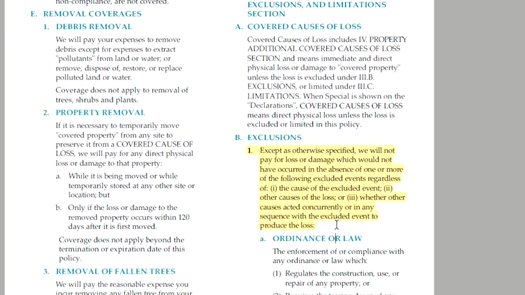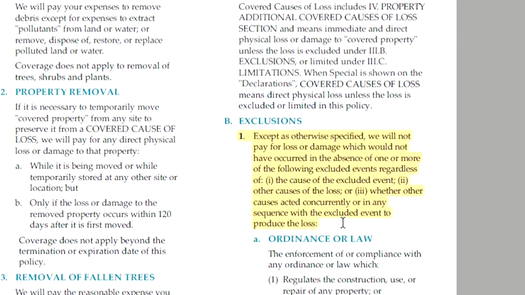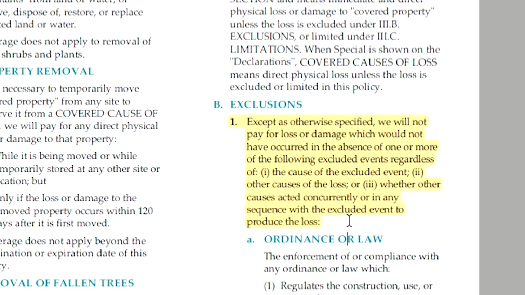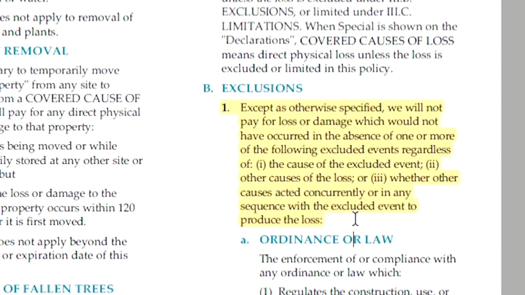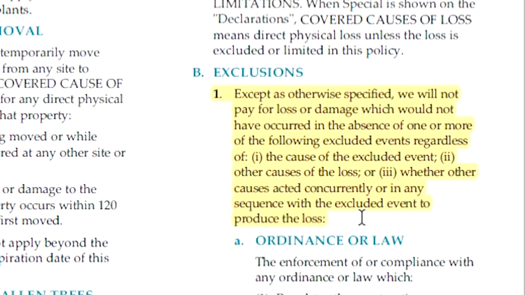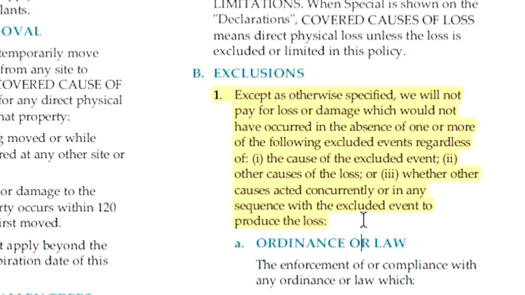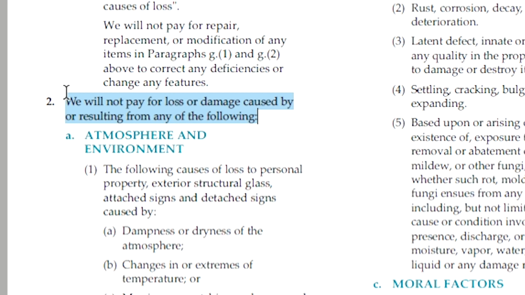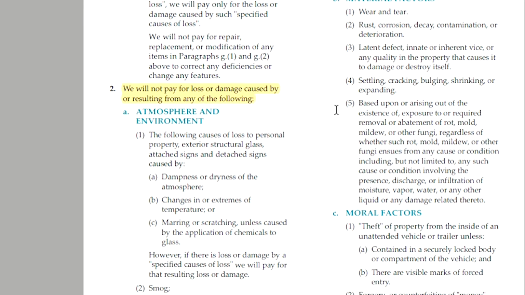In the blue section, it starts with, "Except as otherwise specified, we will not pay for loss or damage which would not have occurred in the absence of one or more of the following excluded events, regardless of the cause of the excluded event, other causes of loss, or whether other causes acted concurrently or in any sequence with the excluded event to produce the loss." And then it has all your blue items. Number 2, "We will not pay for loss or damage caused by or resulting from any of the following," and then all the red items.